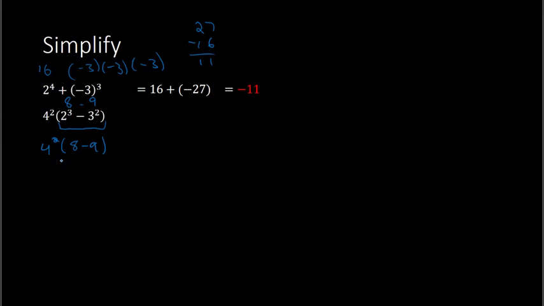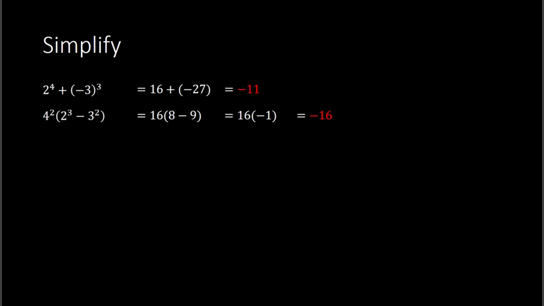Okay, well 8 minus 9 would be negative 1. So 4 squared is 4 times 4, that's 16. So I have 16 times a negative 1, which would be a negative 16. So my solution is negative 16.